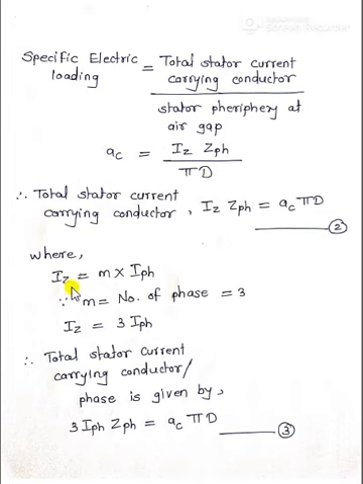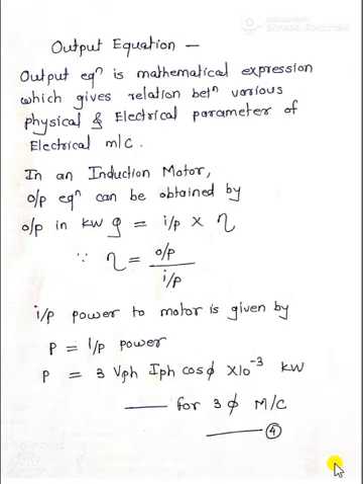Now here IZ means M into I phase, where M indicates number of phases. This is a 3-phase induction machine, so M is equal to 3. So IZ is equal to 3 times I phase. Therefore, we can rewrite equation number 2 as 3 times I phase, Z phase is equal to AC pi D. So this is equation number 3. This is the initial scenario which we need for the derivation of the output equation.